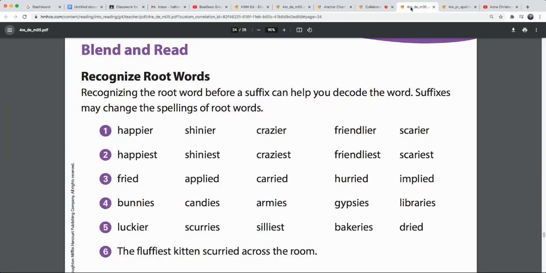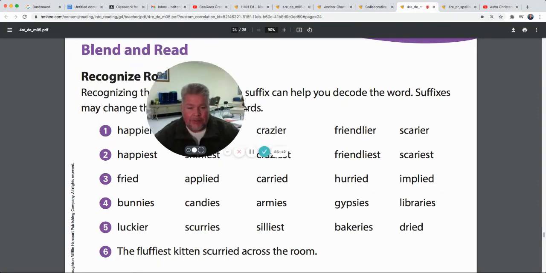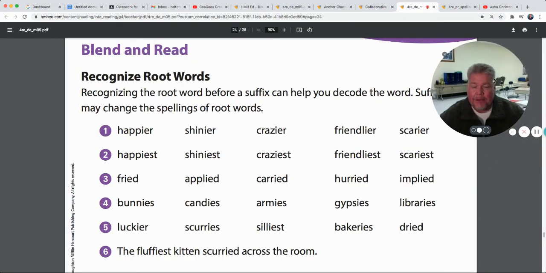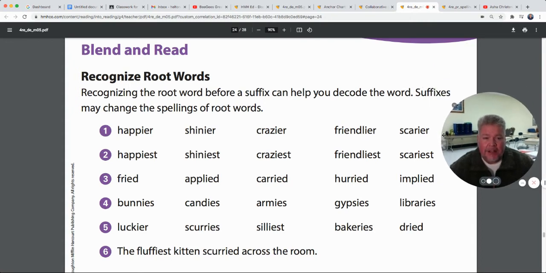Well, let's take a look at some words today as we move away from the poems for just a minute. We're going to keep working with this thought of root words and adding suffixes to the end of them. Recognizing the root word before a suffix can help you decode the word. When we're trying to read and we don't know a word, decode means trying to figure it out, like you're a detective, using what you know about the root words or suffixes and prefixes to try to read it. Suffixes may change the spellings of root words.